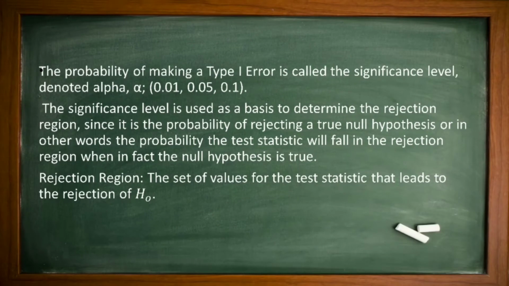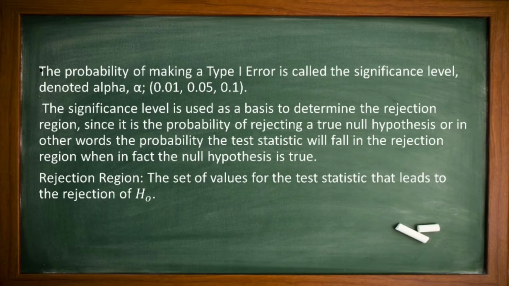Okay, so the probability of making a type 1 error is called the significance level, denoted by the Greek letter alpha. So we have 0.01, 0.05, and 0.1. The significance level is used as a basis to determine the rejection region.